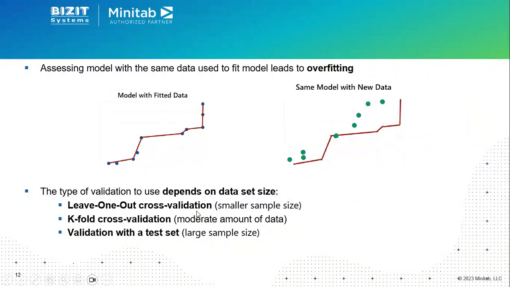Our suggestion, if you have a large data set, you can go for the leave one out cross validation, where you have one sample as the test and the others as the training set. But if you have a moderate amount of data, you can go for the K-fold cross validation. K here is how many groups you want to split your data set into. And then after that, you can go for the validation with a test data set. Maybe you go for 70% as the training data set and another 30% as the test data set.